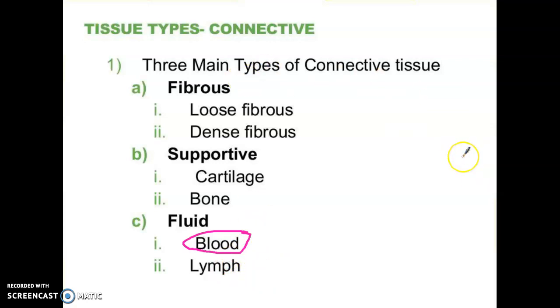So the 3 main types of connective tissue, and we're going to look at each of these individually. I know I talk really fast, but I do that because I'm timed for 15 minutes, and you can pause this and replay it as many times as you want to. Anyway, so fibrous, it can be loose or dense. Supportive can be cartilage or bone, and then the fluid ones we'll talk about blood and lymph.